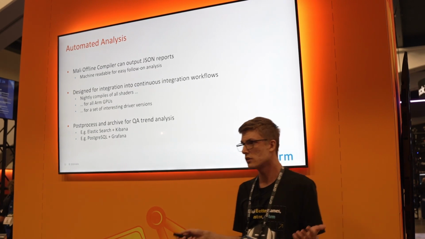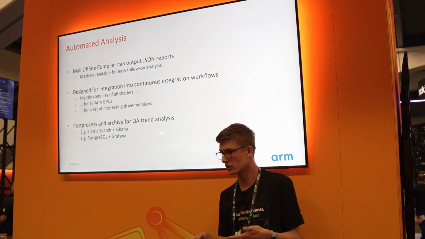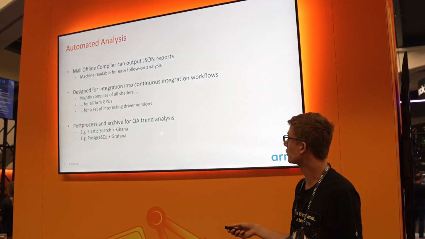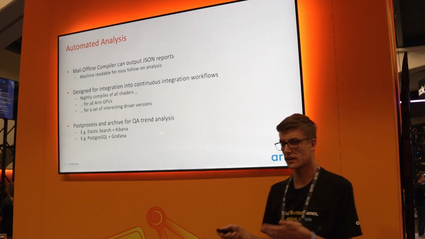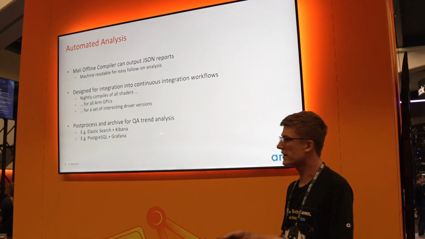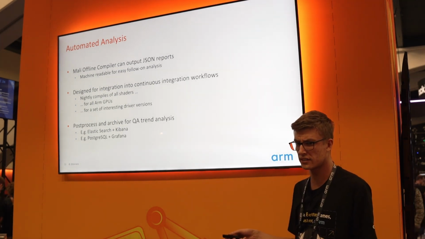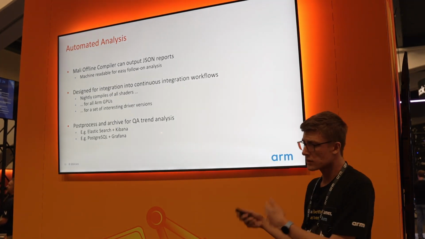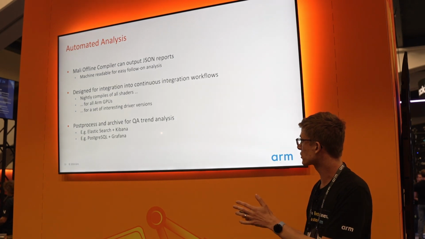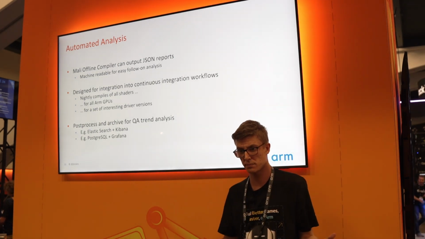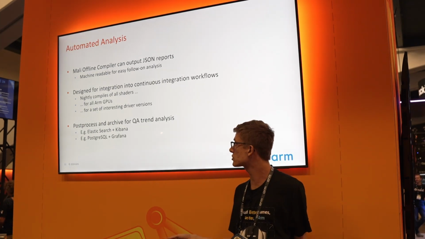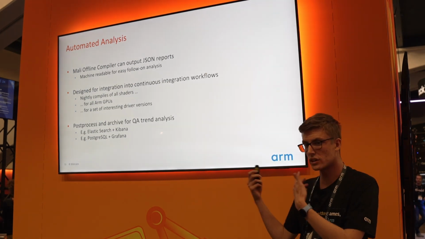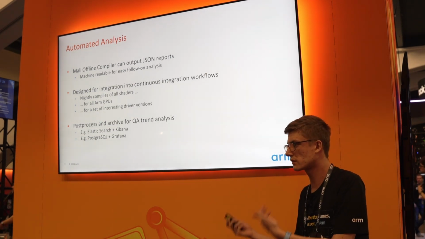Automated analysis. Like many of our tools in Arm Performance Studio, we've set up Mali Offline Compiler for automated analysis. You can output JSON reports, and these are machine readable for easy follow-on analysis. So imagine feeding these into your CI pipelines. The best thing to do is compile all your shaders every night across all Arm GPUs, across a selection of driver versions, and then you can feed that back every single night. You can see your regression testing.